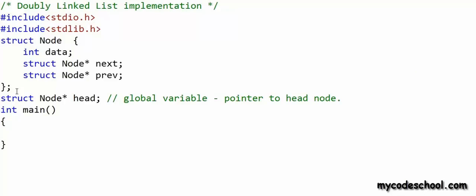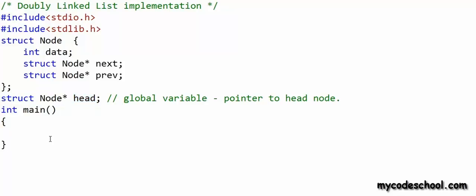In my C program here, I have defined node as a structure with 3 fields. The first field is of type integer to store data. The second field is of type pointer to node to store the reference of the next node. And the third field is a pointer to node to store the reference of the previous node. I have defined a variable named head, which once again is a pointer to node, and I have defined this variable in global scope. Head is a global variable.